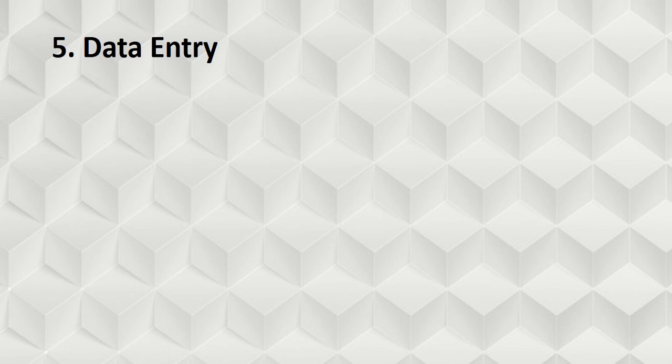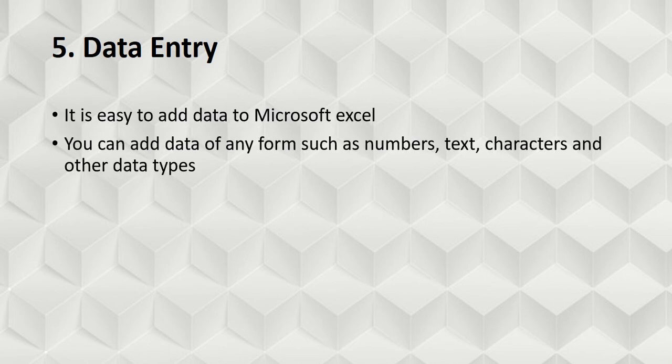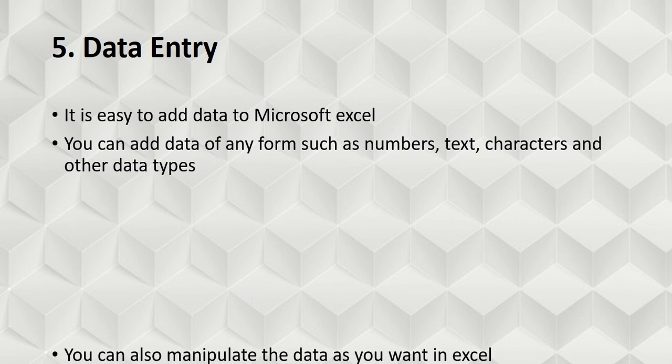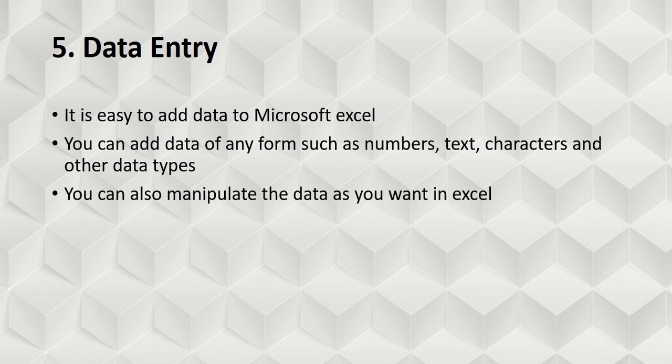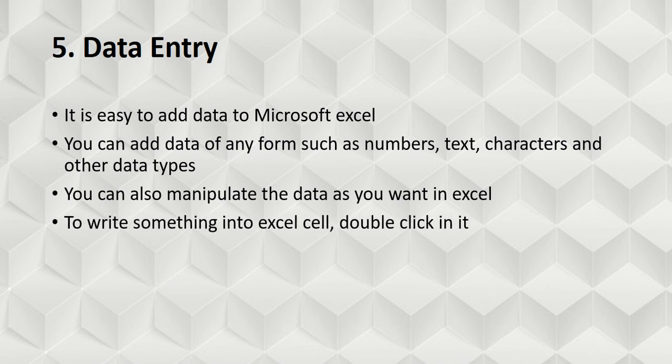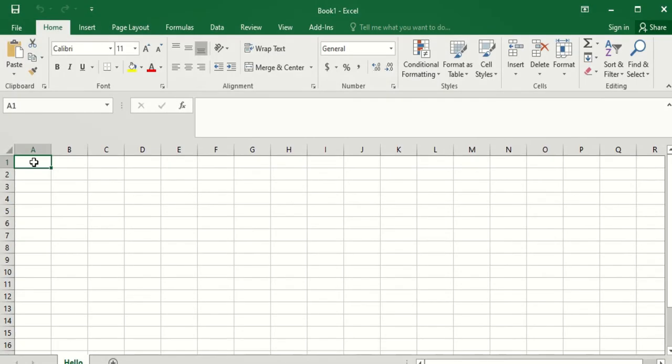So, data entry. It is easy to add data to Microsoft Excel. You can add data of any form such as numbers, text, characters, and other data types. You can also manipulate the data as you want in Excel. To write something into an Excel cell, double click in it. Then just write whatever you want, like this. You double click in the cell, then I write hello in the cell. I move to the next cell, I write 1, then in the next, I write 2, and so on and so forth.